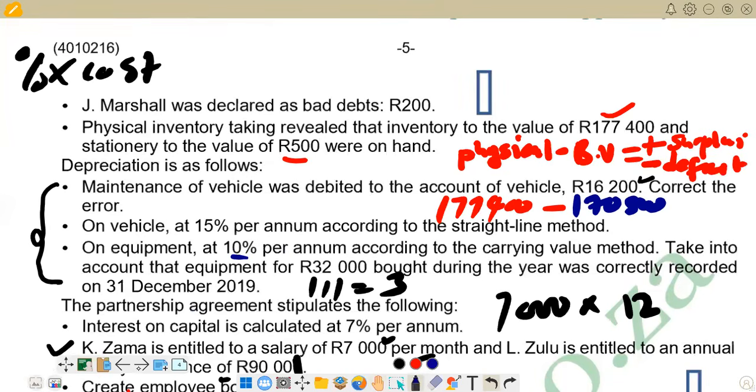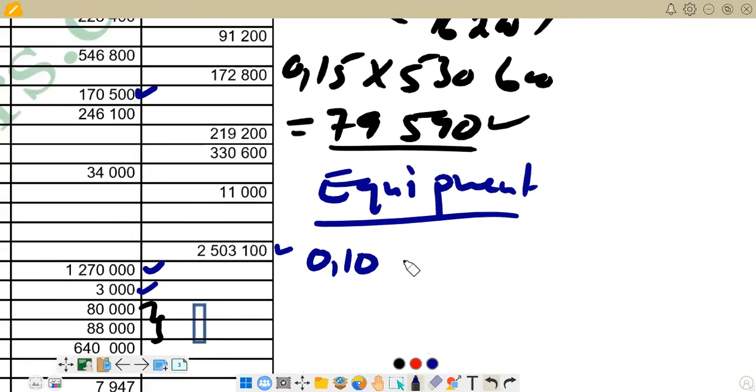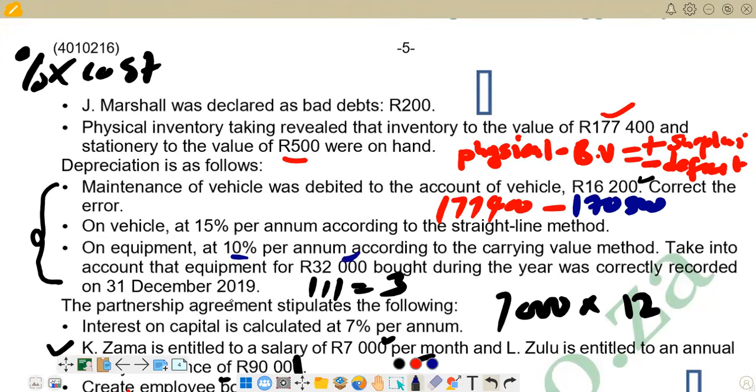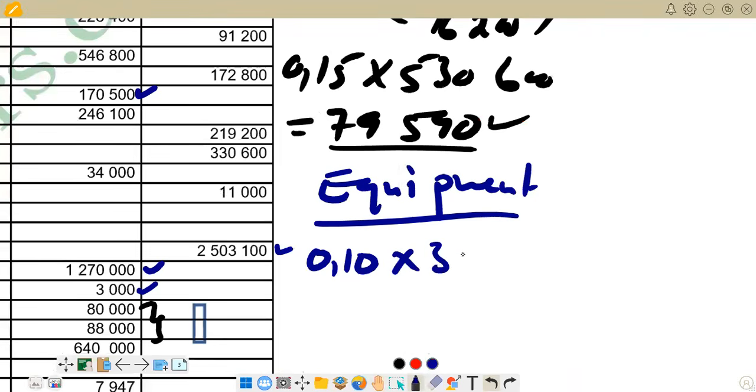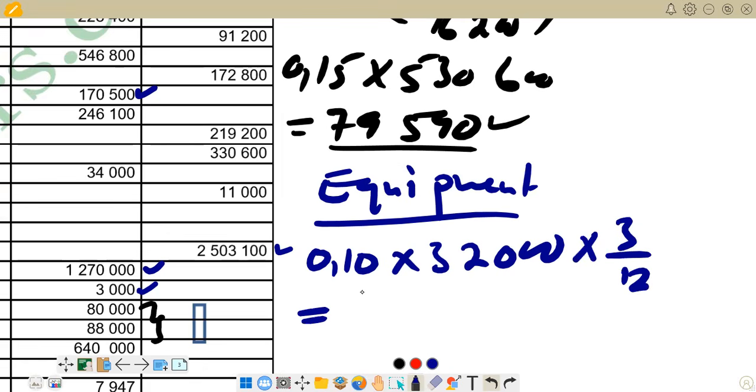So I will come here. I will say times 32,000, the actual figure that it was costing there. And remember, it stayed only 3 months, so you multiply again by 3/12 to get the stay for 3 months. So when you multiply that correctly, you are going to get 800. So it means for the equipment that came along the year, the depreciation is 800.